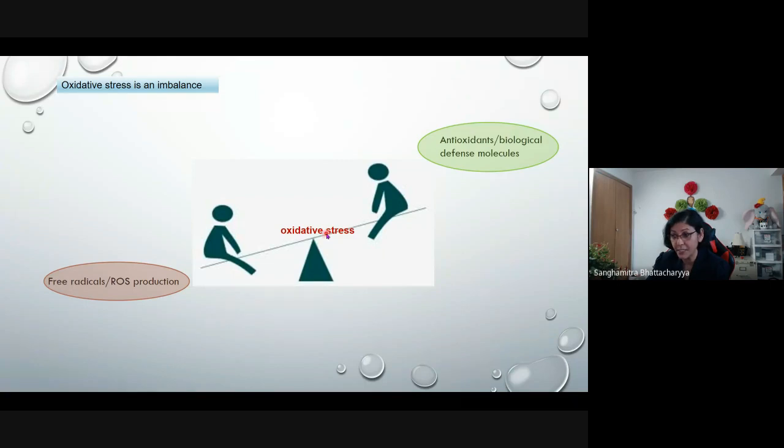Oxidative comes from the term that these ROS are natural oxidants. So the stress produced by the oxidants is oxidative stress. So in one sentence, we can define oxidative stress as an imbalance produced by ROS production and elimination due to non-functional biological defense molecules, one of which is the antioxidants.